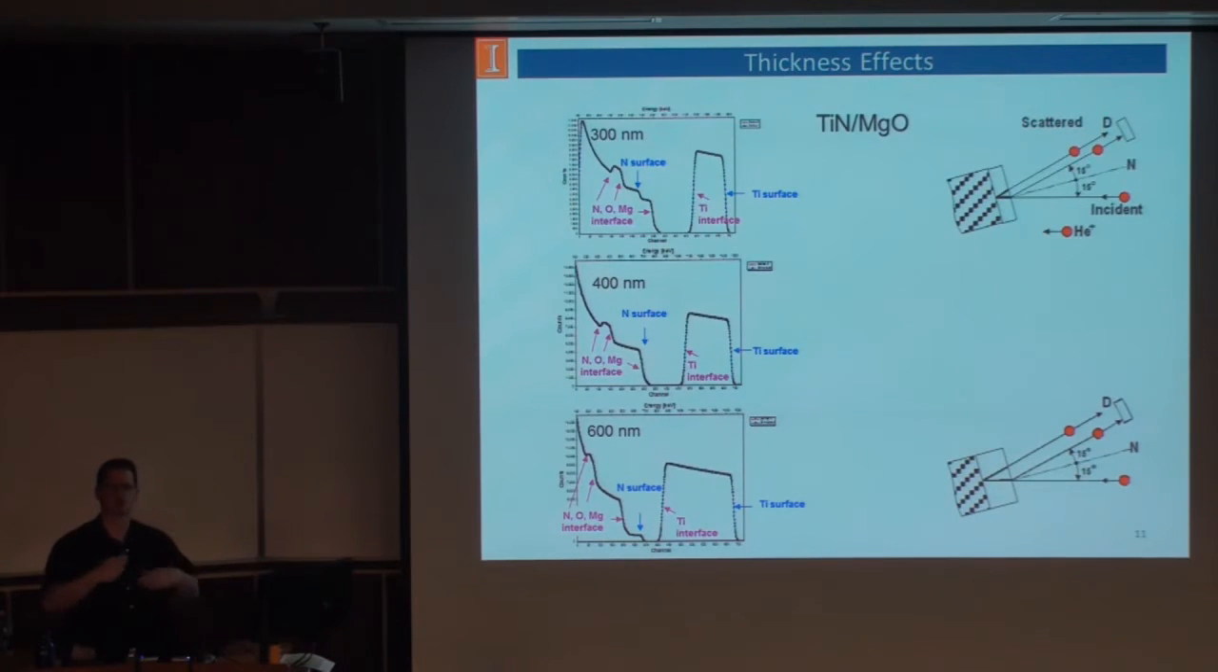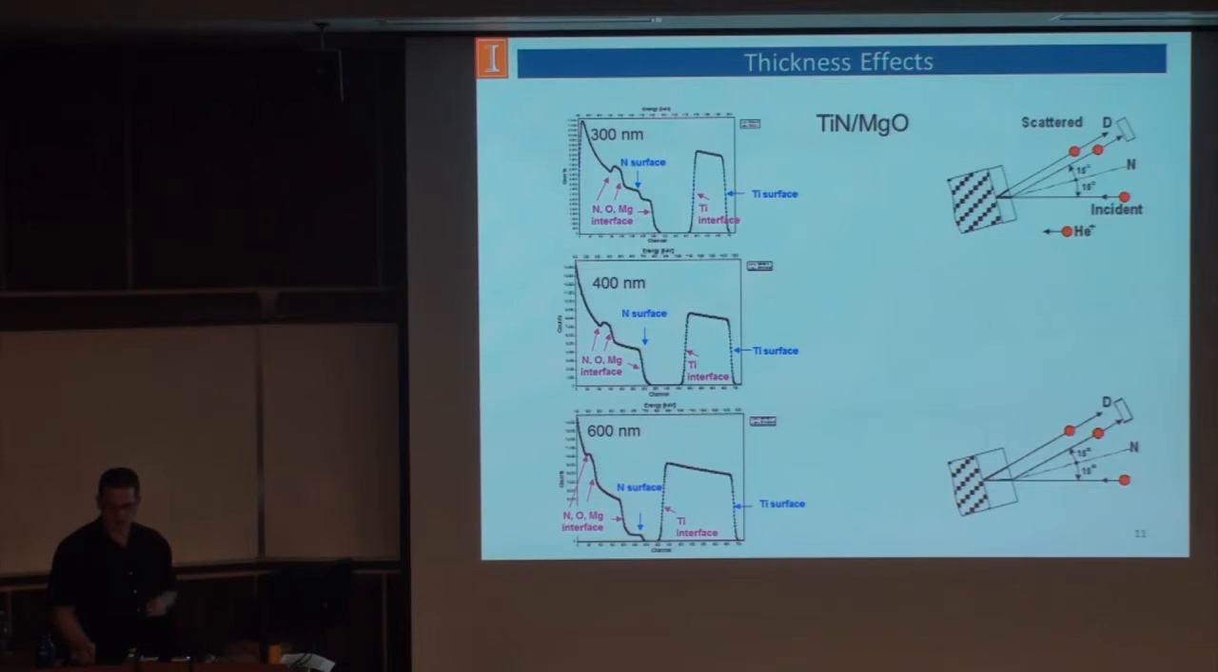So again, like I said, we have a convolution of mass and thickness when we're working with these. If you go to 400 nanometers, you actually have a situation where the magnesium is coming up at the same time that the nitrogen from the surface is coming up. So there's some confusion there if you were trying to fit this. And then, of course, if you go thicker, the nitrogen starts before you would see the substrate.